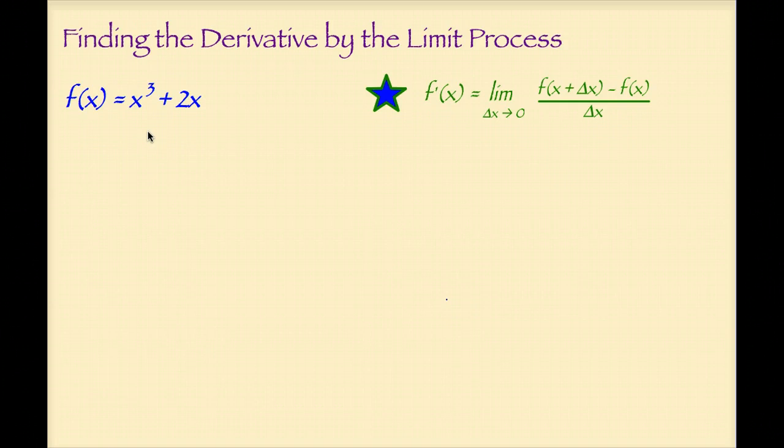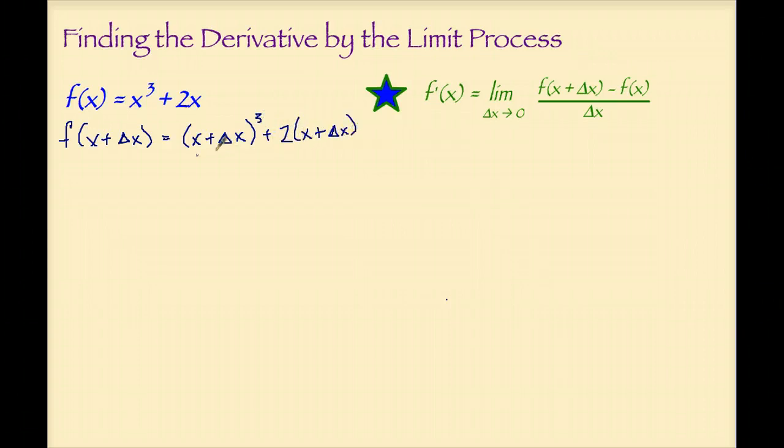As I've stated before, it's a great idea to write down what f of x and f of x plus delta x are. We already have f of x, so let's write down f of x plus delta x, just to see what we're going to be inserting into the limit definition of the derivative. This means, of course, that x plus delta x would be inserted in for x in the original function. This is going to give us x plus delta x quantity cubed plus 2 times x plus delta x.